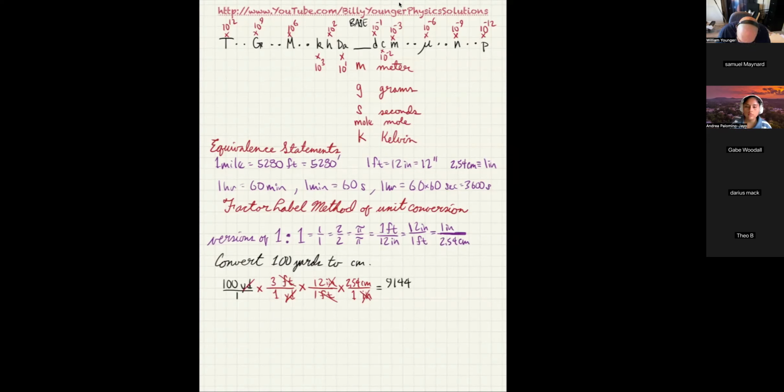And notice the only unit I have left is in the numerator, and it's centimeters, so I'll put that there. Now what I do is I multiply all the denominators. In this case, it's really trivial because all the denominators were 1, but still, that's what I'm going to do. So I'm going to do 1 times 1 times 1 times 1, and that's just going to give me 1. And in fact, we're going to say that the answer is 9,144 centimeters.